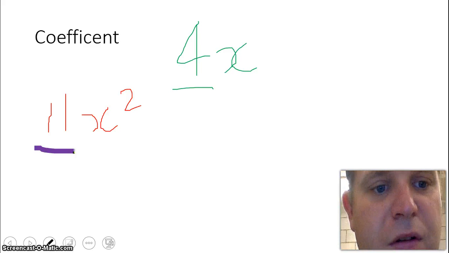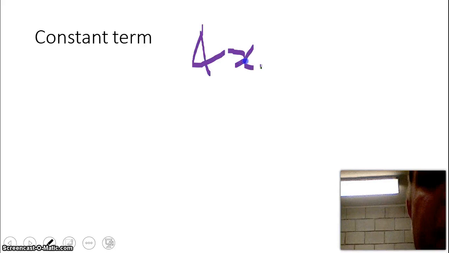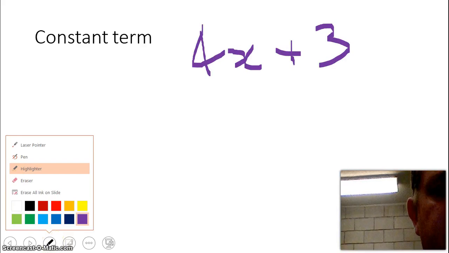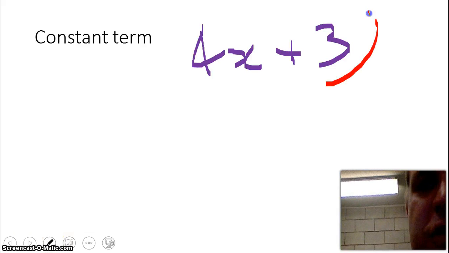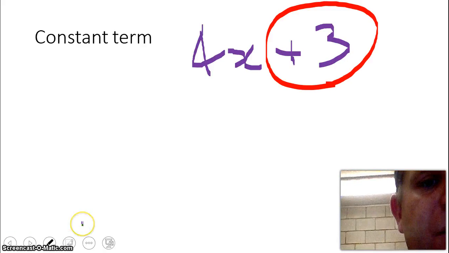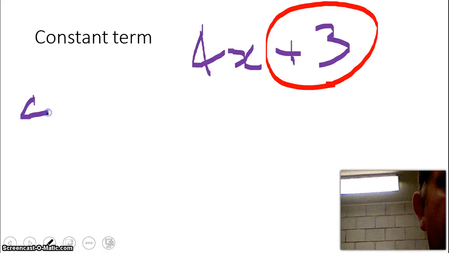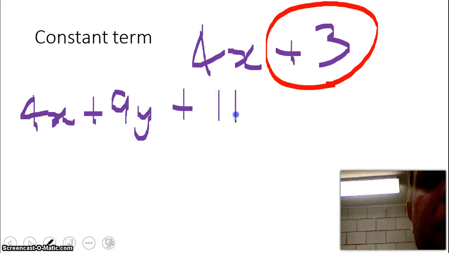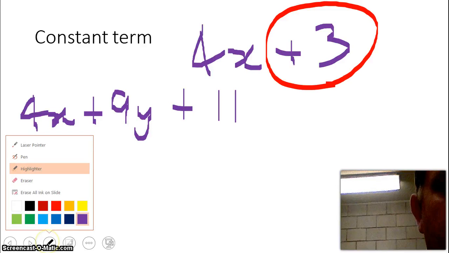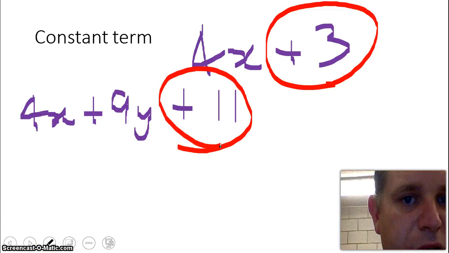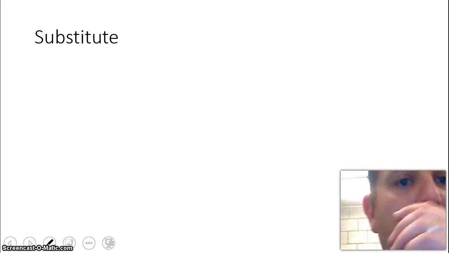Constant term. So we go on with our plain old regular 4x plus 3. Our constant term is the bit that's just the number. So in this case it's 3. If we had something a little bit different like 4x plus 9y plus 11, again the constant term is just the bit with a number, no pronumerals included.